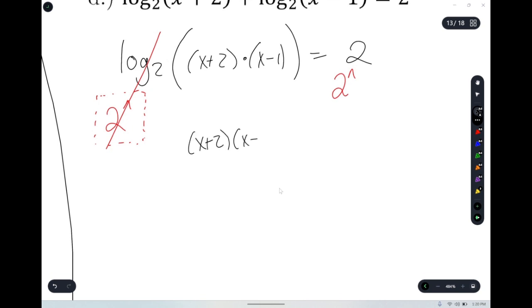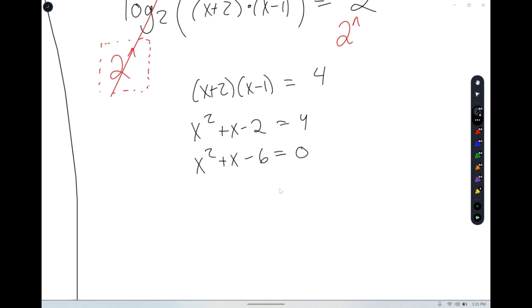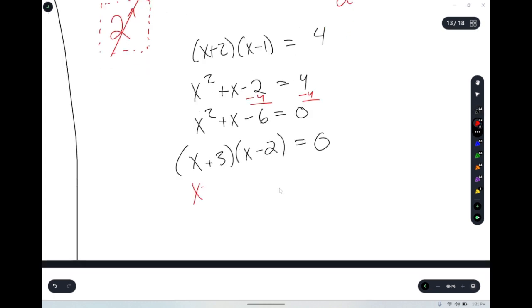X plus 2, x minus 1 equals 4. And now, do you know how to FOIL, factor, all that stuff? Do you know how to FOIL? X squared plus x minus 2 equals 4. Can you move that 4 over? X squared plus x minus 6 equals 0. No, because minus 4 minus 4. Positive 3. Wait, did I screw up? Oh, you're saying what is the answer? I got you. X looks like x plus 3, x minus 2, which means our zeros are negative 3 and positive 2.